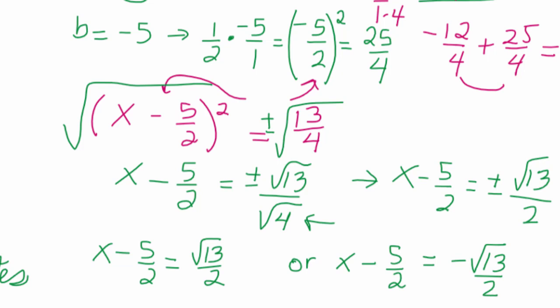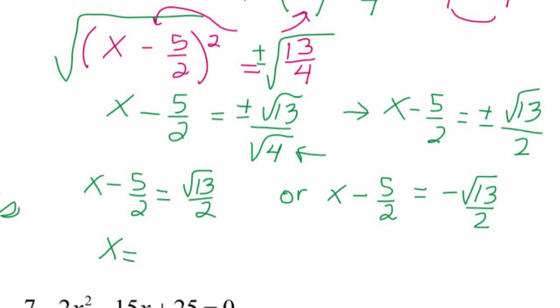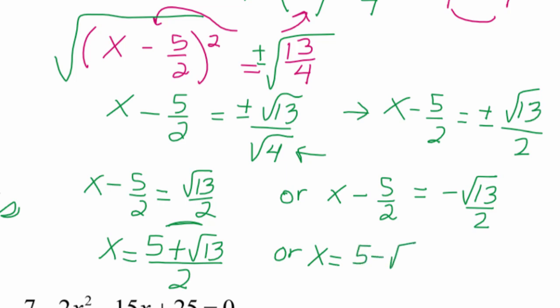Add these 5/2 over. So x equals 5 plus square root of 13, and we can put it all over 2 because they have a common denominator. These are not like terms, so we're going to leave them like that. Or x equals 5 minus square root of 13, all over 2.